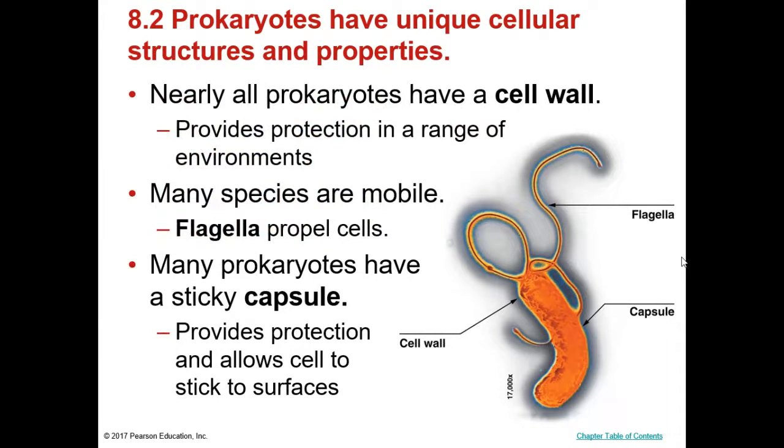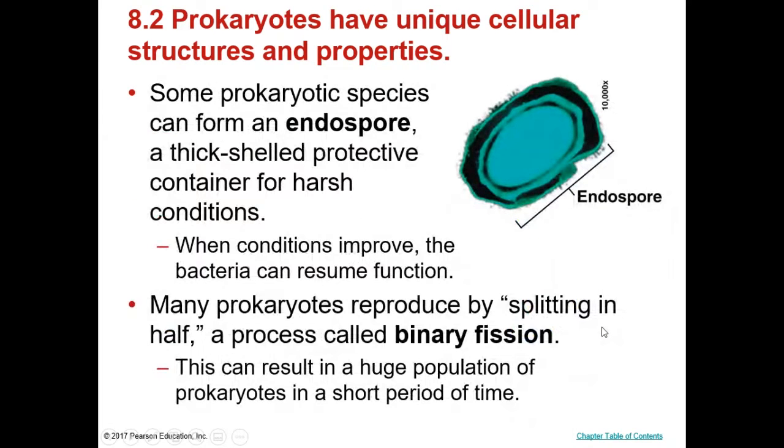We've seen prokaryotic structures before, so I'm only going to touch on this real quick. Keep in mind that flagella, cell walls, and capsules are specific to prokaryotic cells. Flagella are for motility, cell walls for protection, capsules for protection as well, but also for attachment to cells and to surfaces. That allows them to form biofilms.